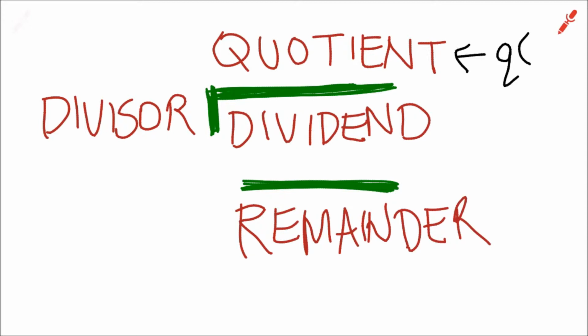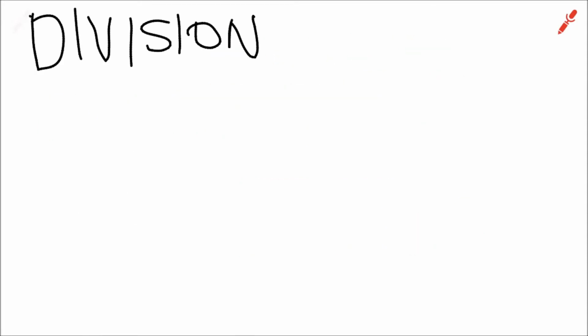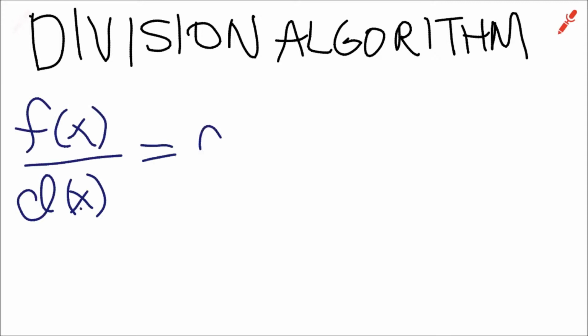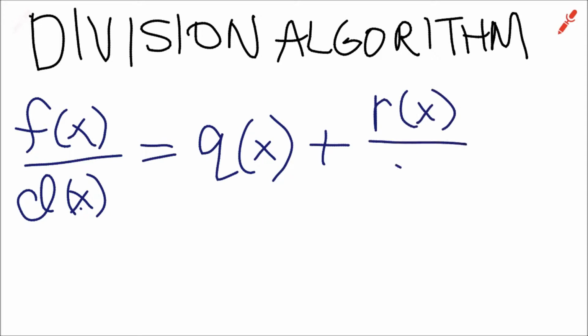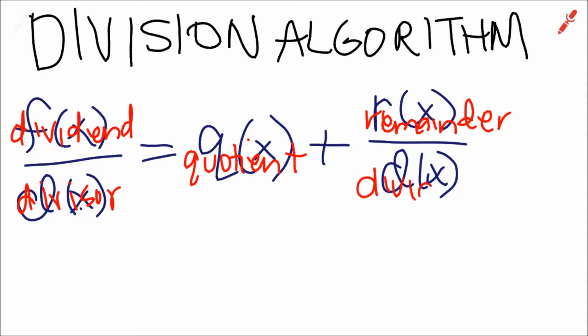Not only that, but each little piece of the division problem has a letter that corresponds to it. Just remember the letters because it'll be important right now when it comes to the division algorithm. As you saw previously, the quotient was q(x) and so on. We're going to put all those together into a format. For example, f(x) is the dividend, d(x) is the divisor, and the quotient is q(x) plus the remainder over the divisor again.